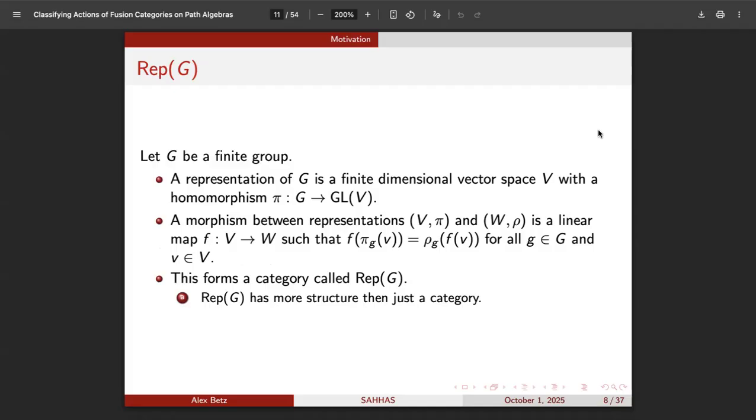We all know this category of representations of a group G, right? The objects are representations, vector spaces paired with maps, and the morphisms are intertwiners that intertwine the action of G on the vector space. Now, if you've studied your graduate algebra course, this is not all the structure that representations of G have. There's more lying underneath, and we're going to slowly but surely break that down and then use this to motivate the definition of a fusion category.